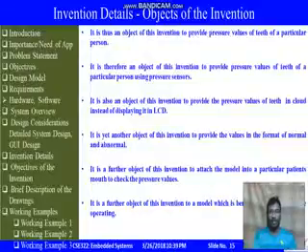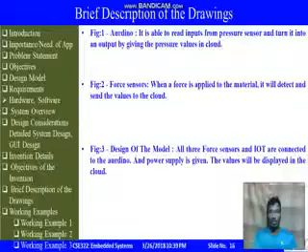It is a further object of this invention to provide a model which is beneficial while being operated. Brief description of the drawings. Figure 1: the Arduino. It is able to read inputs from pressure sensors and turn them into an output by giving the pressure values in the cloud. We have force sensors. When a force is applied to the material, it will detect and send the values to the cloud. Design of the model.